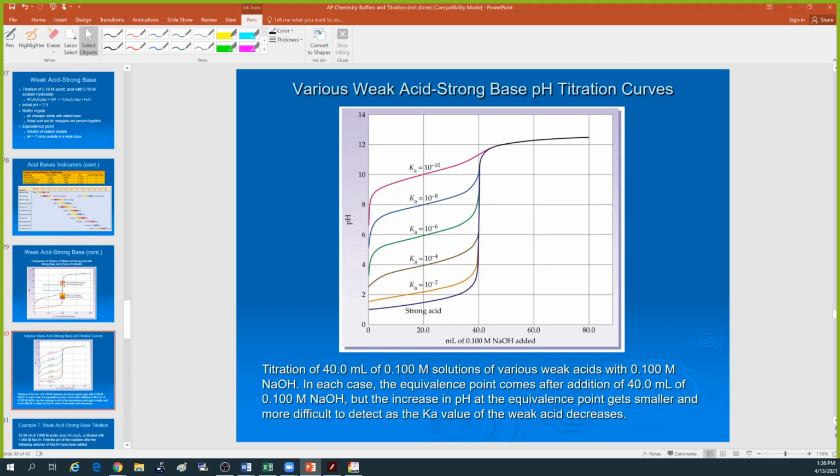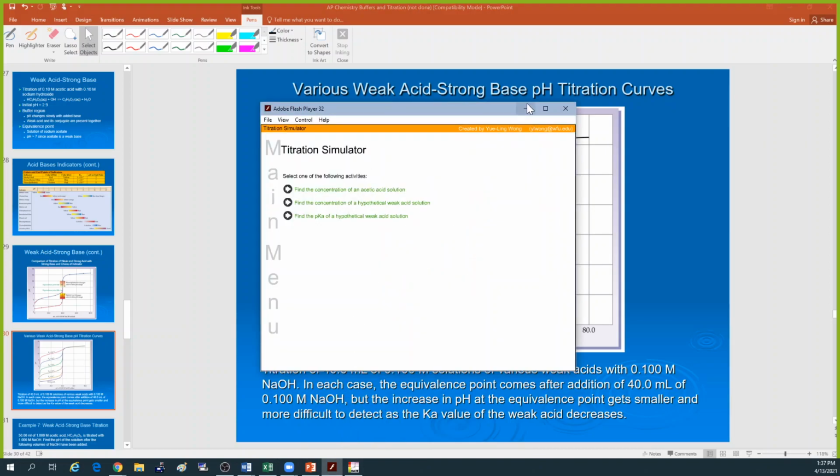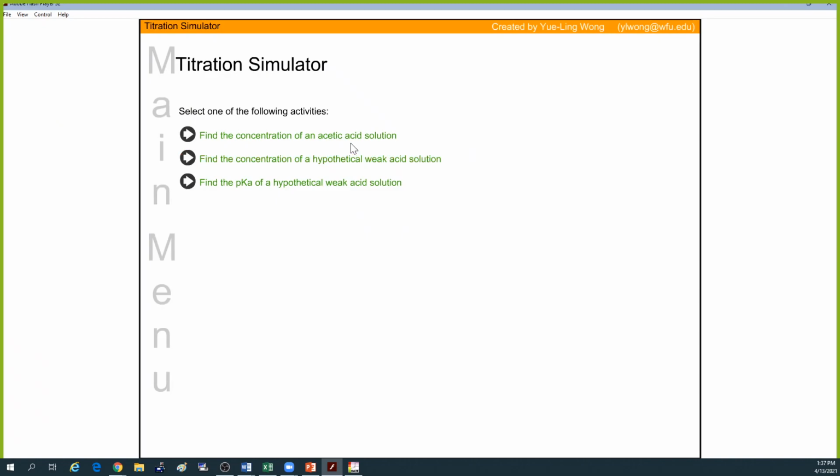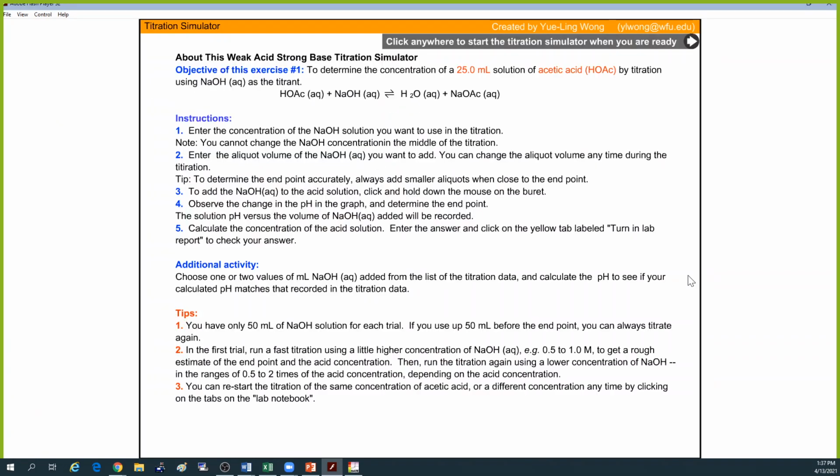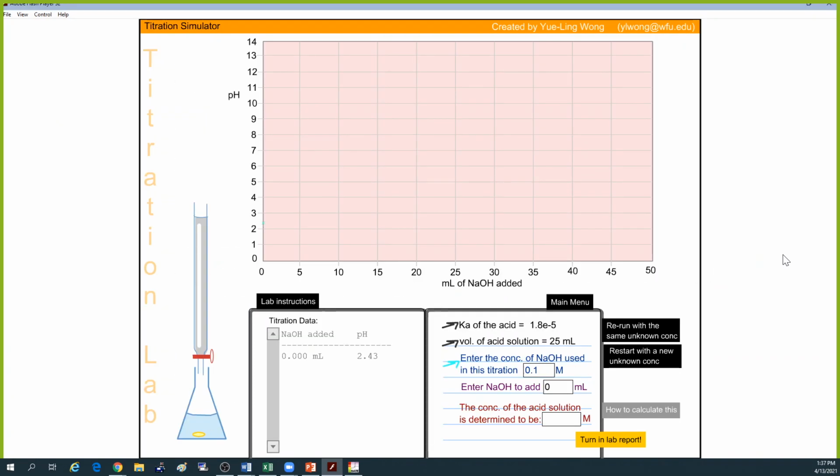Now let's look at a little simulated experiment and see what you can figure out. In this experiment, we're going to determine an unknown concentration via titration. To do that, we have our burette, in which is the sodium hydroxide. We have our acid in a flask with a little stir bar. And then we have a data table where we're recording the pH, and a graph where we're plotting.